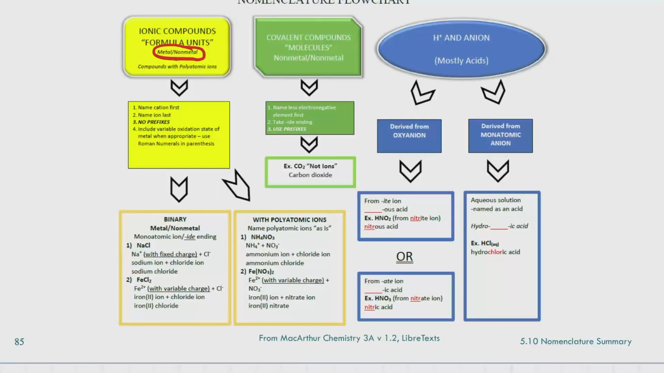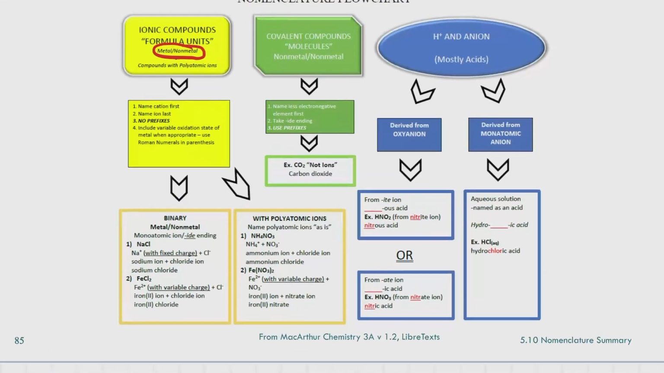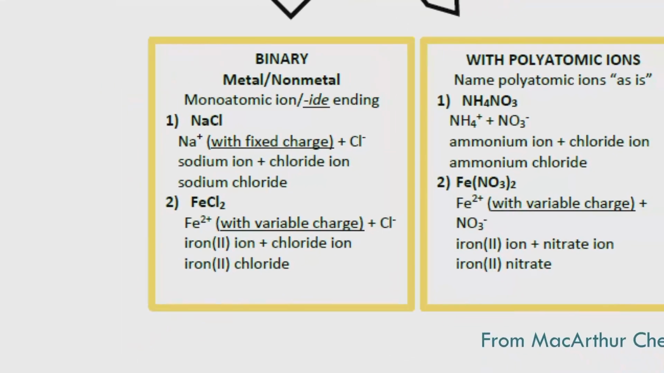It's mixed in with some options. It's a little different than the way that I structure it in my slides. But we've got things with a metal and a non-metal. These are going to have the IDE ending. Things like NaCl. Na is always the same charge. It's sodium, always a 1+ charge. So we just call it the sodium ion. When we mix that together with our Cl-, our chloride ion, that becomes sodium chloride.